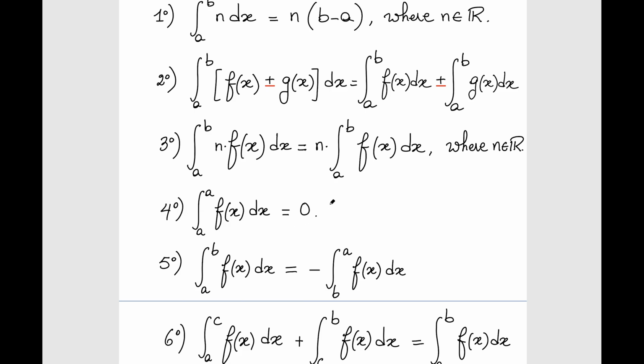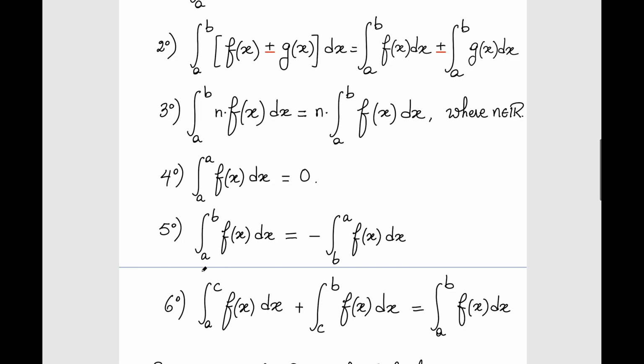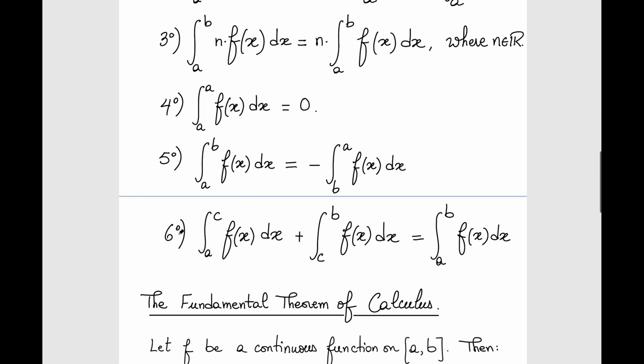Part 4, if you integrate over a point of a continuous function, you're going to get 0. Part 5, if you reverse the bounds, if the upper bound becomes the lower bound and the lower bound becomes the upper bound, then there is a price to pay, and the price is a multiplicative constant, in this case -1. So they are almost the same up to a change of sign. And here's number 6. If you integrate from a to c and then add the integral from c to b, this is the same as integrating from a to b, right?